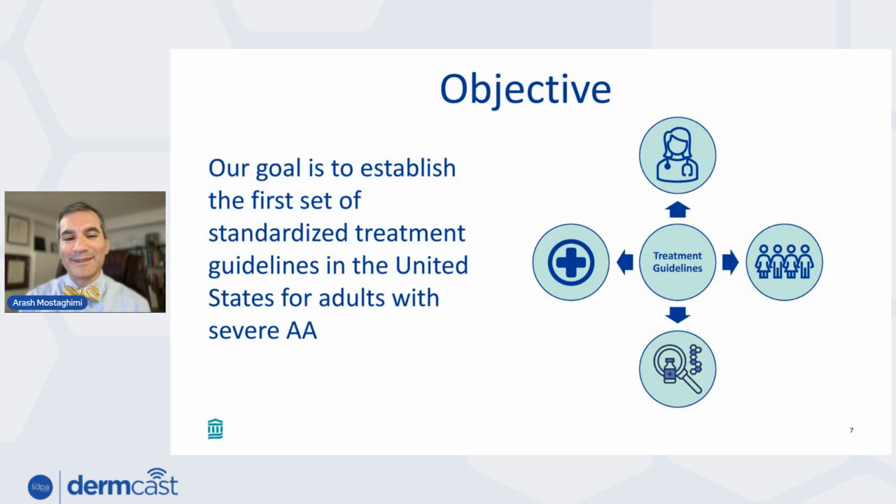So the objective of our study was to establish and create the first set of standardized treatment guidelines. And the key thing here is we're doing this for adults with severe alopecia areata. That's what I'm going to talk about. So this is not for kids. It's not for people with mild and moderate disease. We just don't have enough data to do those yet. We're hoping to do those studies, those consensus in the future once there's a little bit more information.